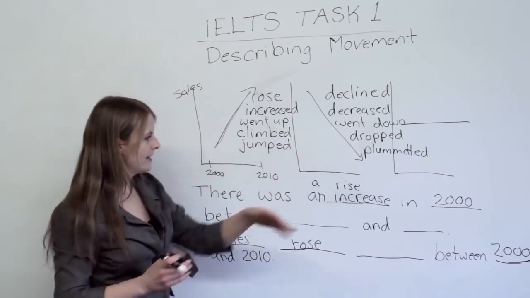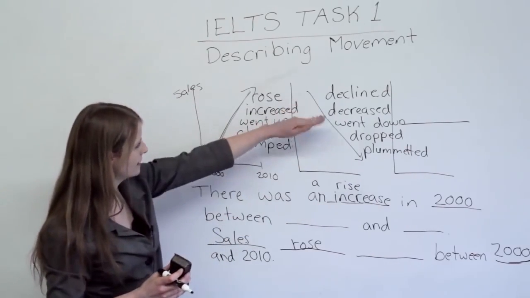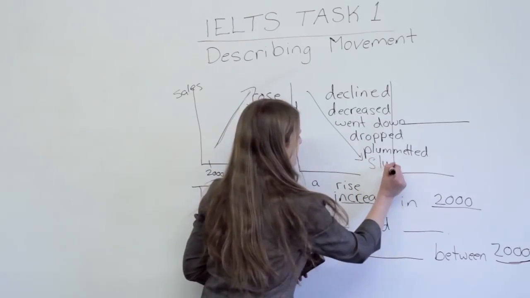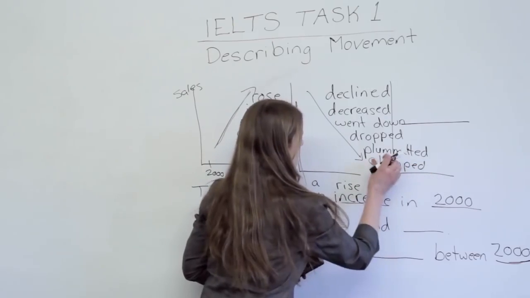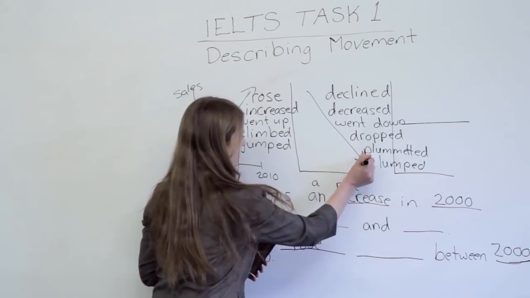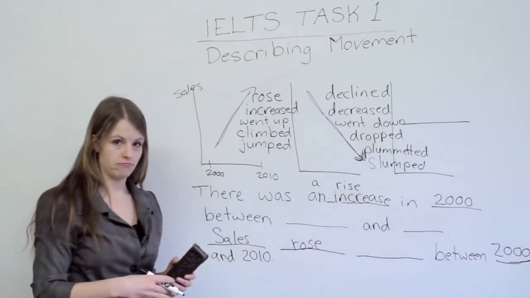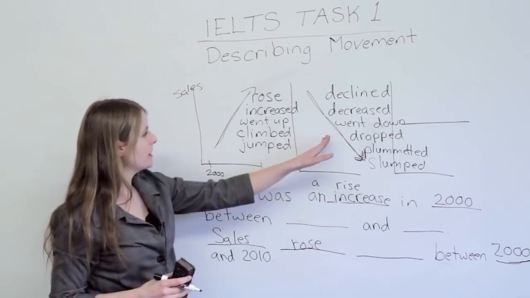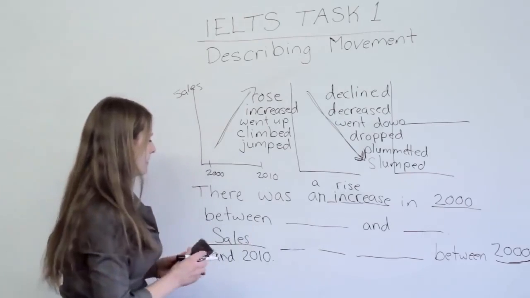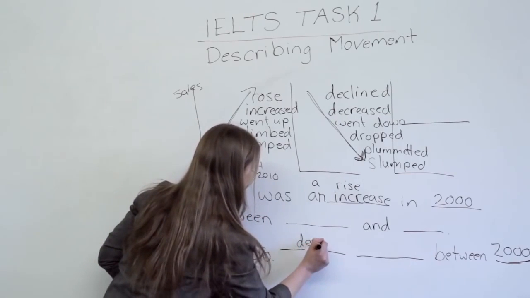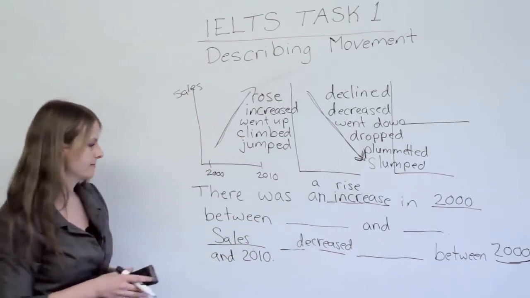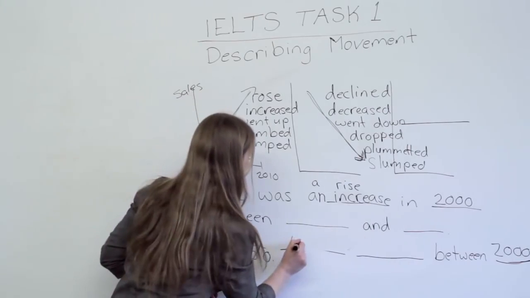Okay, so we can say sales plummeted, and we can also say declined, decreased, went down, dropped, plummeted, finally slumped. So these are all ways to say it went down. Notice the arrow down. Again, these are all verbs. So we could write here: Sales decreased between 2000 and 2010. Sales went down between 2000 and 2010.